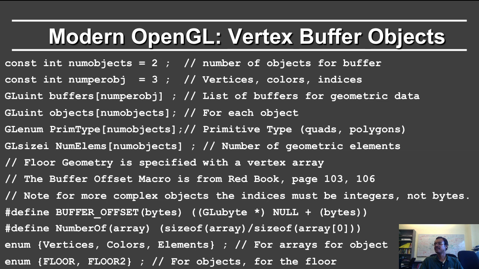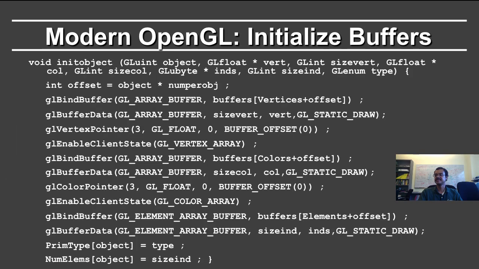Now we also have this buffer offset macro, and this is discussed in the OpenGL Red Book. It ensures that we can offset a certain number of bytes. We don't have to worry about it. Similarly, we have the number of array macro, again taken from the Red Book, which is just how many numbers does this array have. I have defined vertices, colors, elements to define the 3 arrays, and floor and floor 2 for the objects in the scene.